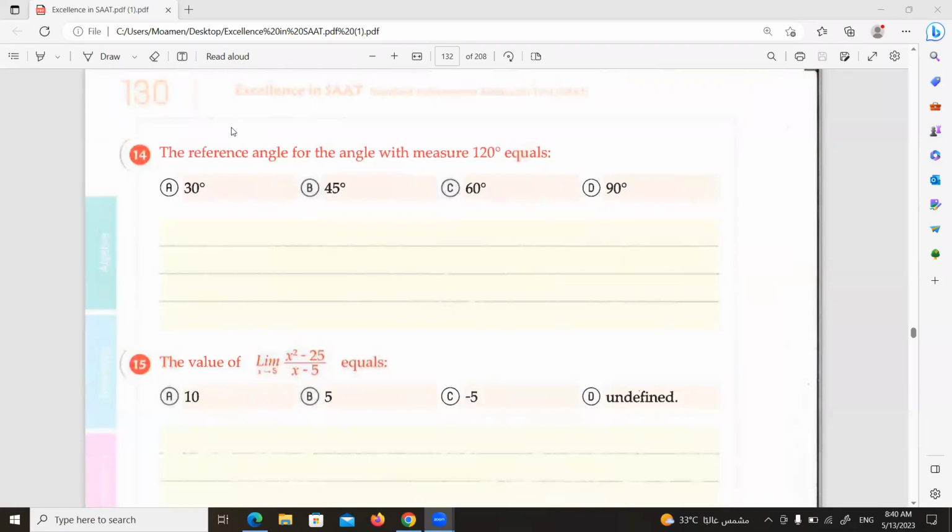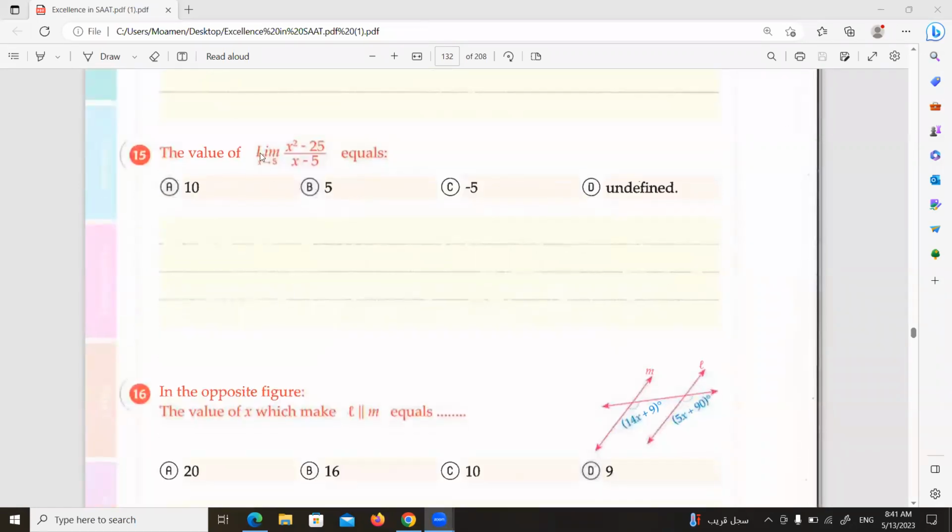Number 14, the reference angle for an angle of measure 120. If we need to get the reference angle, ask yourself, 120 is in which quadrant? It's in the second quadrant. In the second quadrant, we use 180 minus the angle theta, so 180 minus 120 will be 60 degrees. So the reference angle for 120 is 60 degrees. We're going to the next.